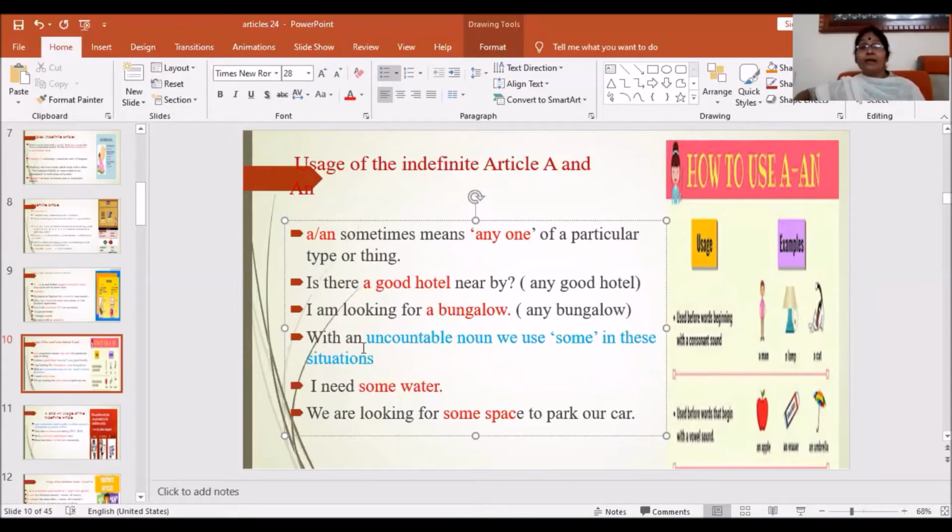Now, a or an is not used with an uncountable noun. Remember, a and an cannot be used with uncountable nouns, right? This we should keep in mind. If there are uncountable nouns, then we use another word like some. Say, I need some water. Water is not countable, right? We are looking for some space to park our car. Space is not countable. So in such cases, we use the word some, right? Is that clear?